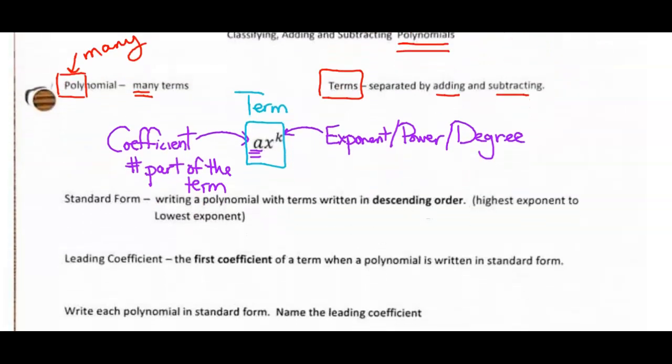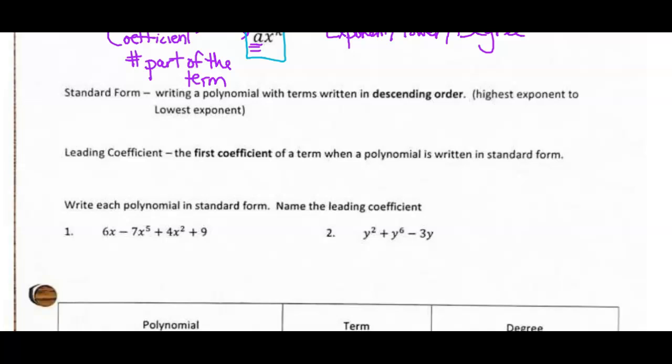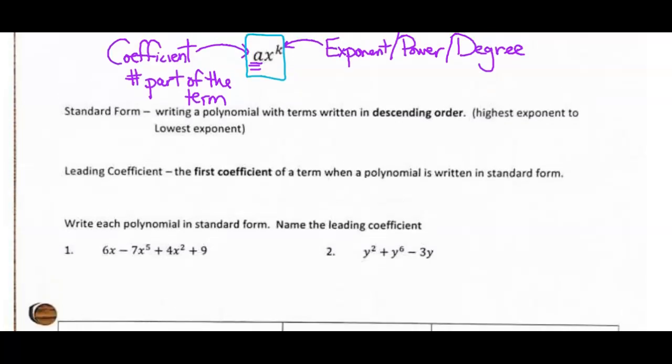Now, there is something called standard form when you're talking about polynomials. This is different than a linear equation. Standard form is when you write a polynomial with terms written in descending order. That's the key. Descending order, but you have to know what that descending order is referring to. That's referring to the highest exponent to the lowest exponent. So you're going to have to take a look at your terms and look at where the highest exponent is. That one will have to go first.